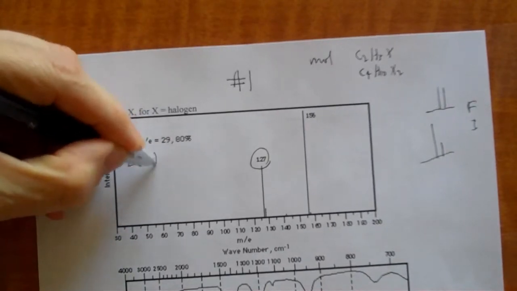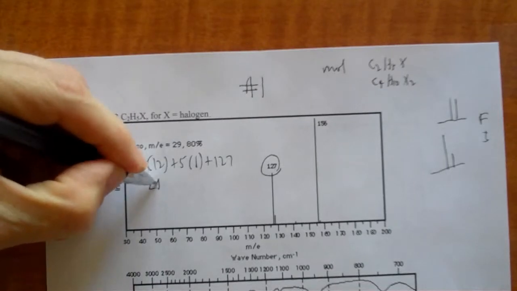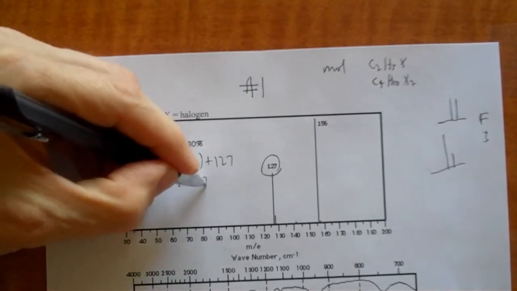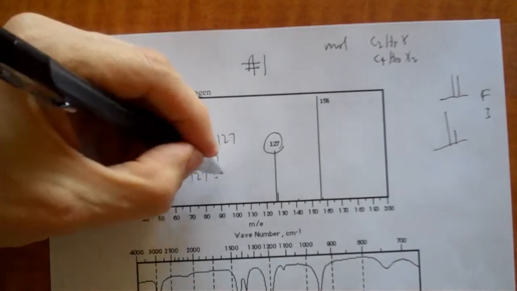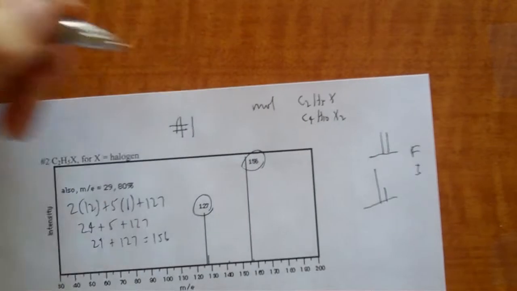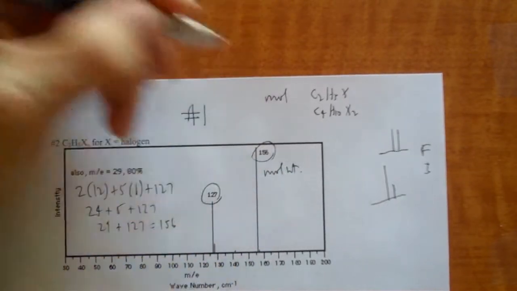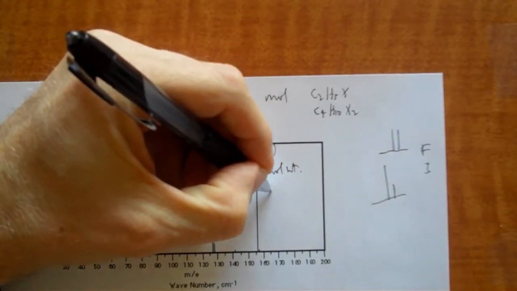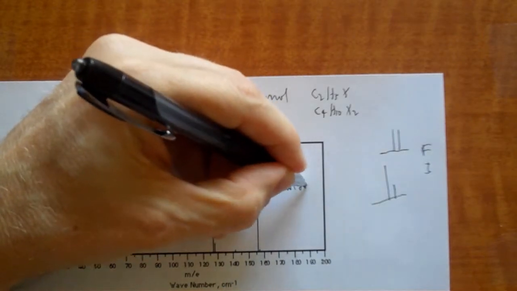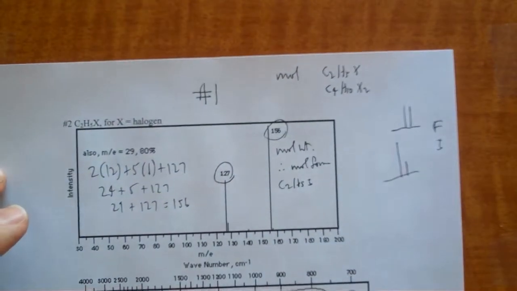C2, that's 2 times 12, plus 5 times 1, plus 127, gives us 24, plus 5, plus 127, gives us 29, plus 127, which is equal to 156. And boom, there's 156, okay? So this is the molecular weight, and these are the notes I'm going to make on my exam. Molecular weight, therefore, molecular formula is C2H5I. Okay?